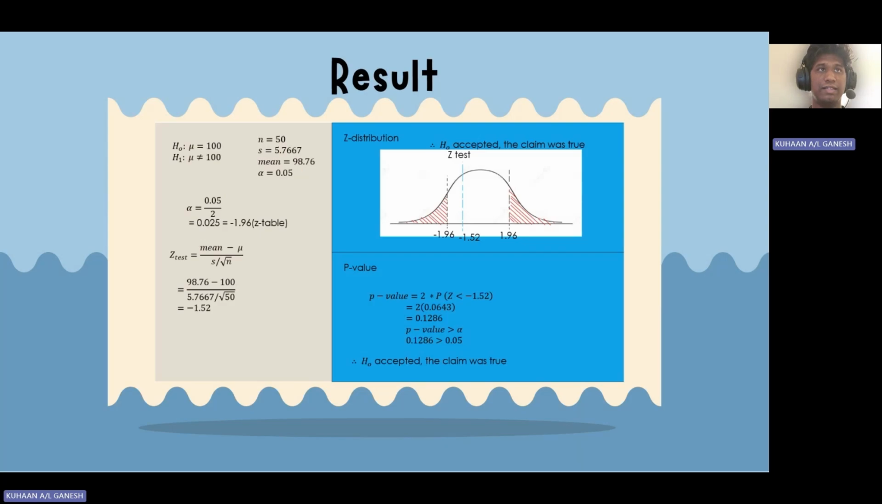When we use the z-test formula, which is z-test equals mean minus mu over sample standard deviation divided by square root of sample size, we get approximately negative 1.52.